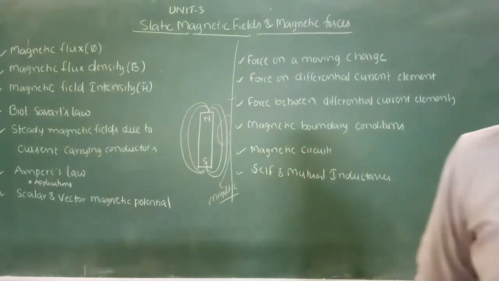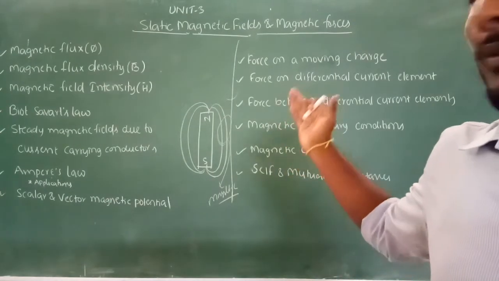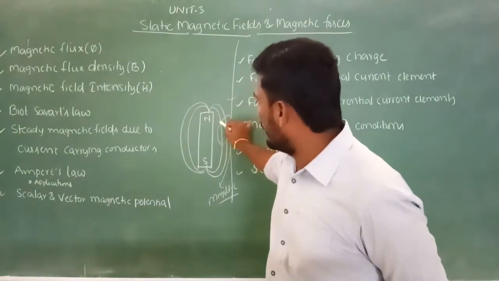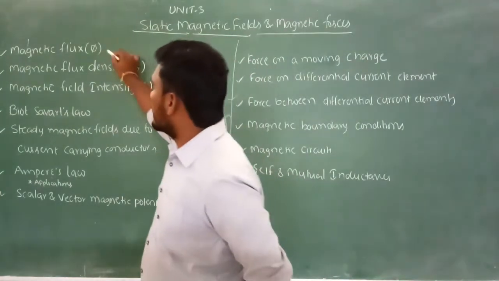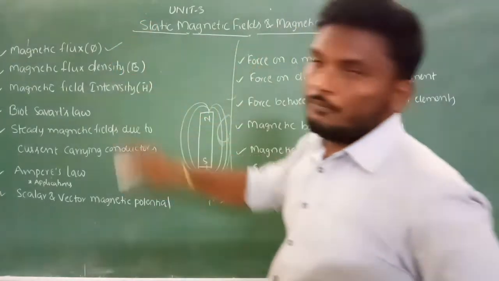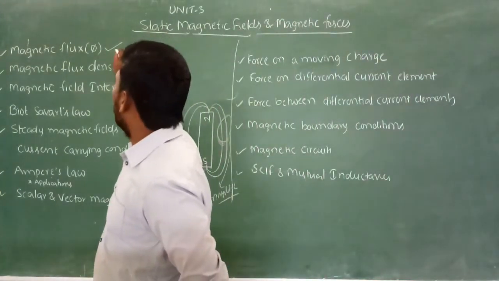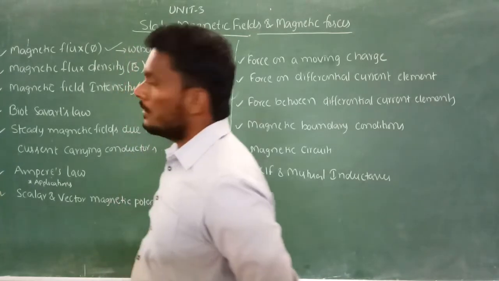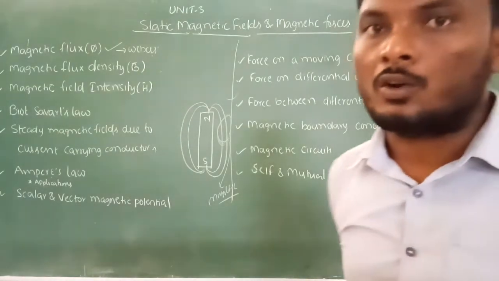What is magnetic flux? How can you define it? The number of lines of force around a magnet is called your magnetic flux, and it is indicated by phi. It can be measured in Webers. Weber is the unit to measure magnetic flux. Here we are studying engineering electromagnetics.